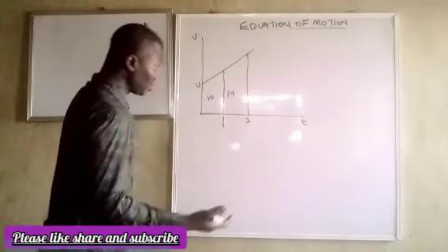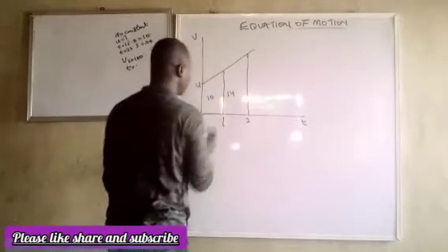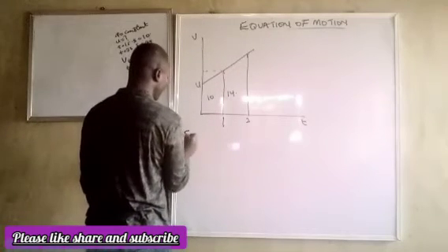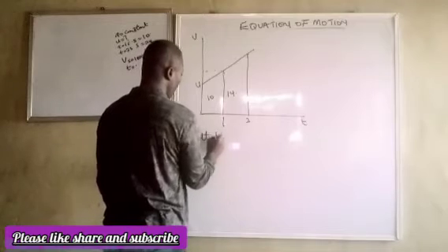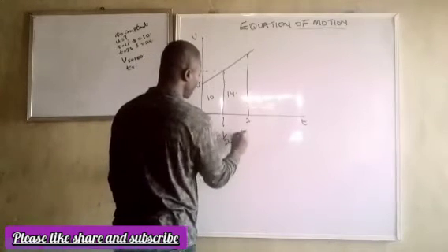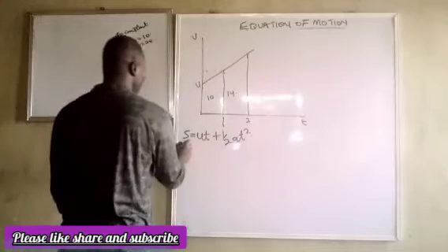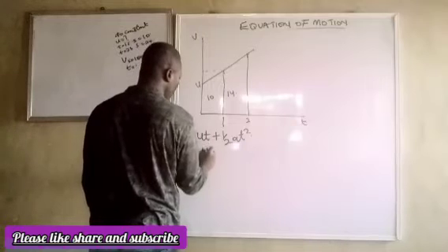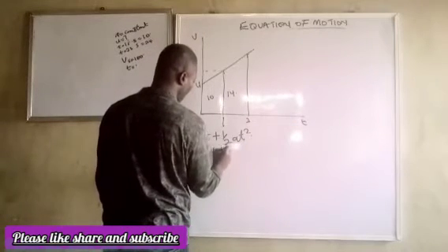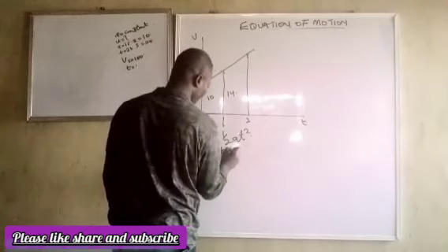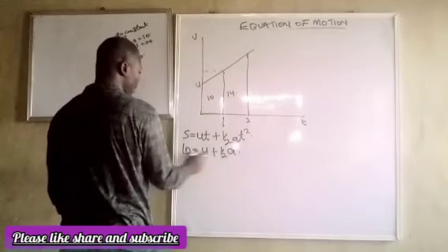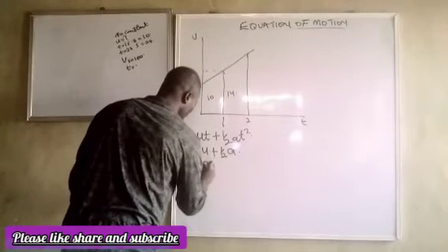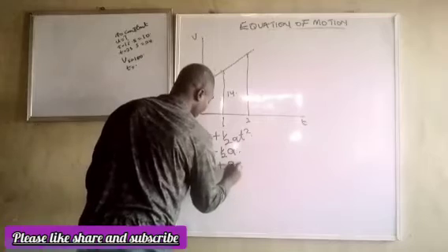From here, let's see what we can get. We can use the equations of motion, or we can still go through using this. So let's use the equation of motion. That is S equals ut plus half a t squared. When t is 1 second, S is 10. So we have 10 equals u plus half a, that is a over 2. So 20 will be equal to 2u plus a.